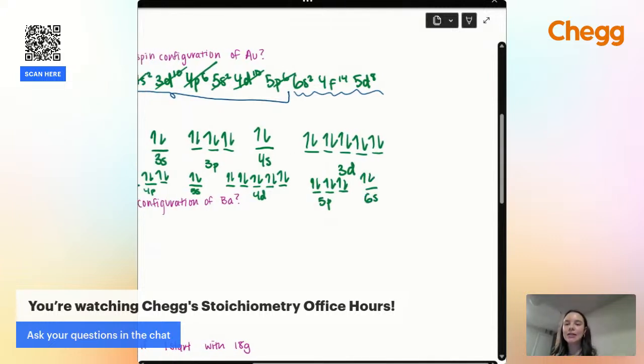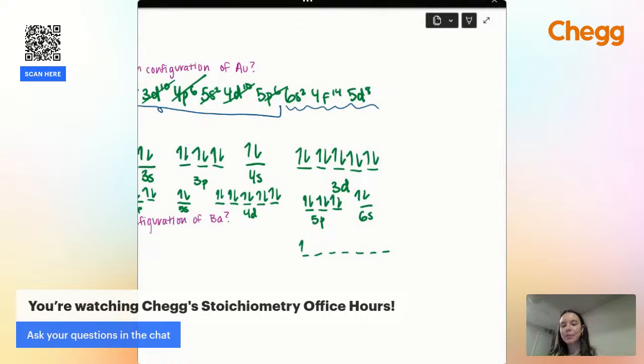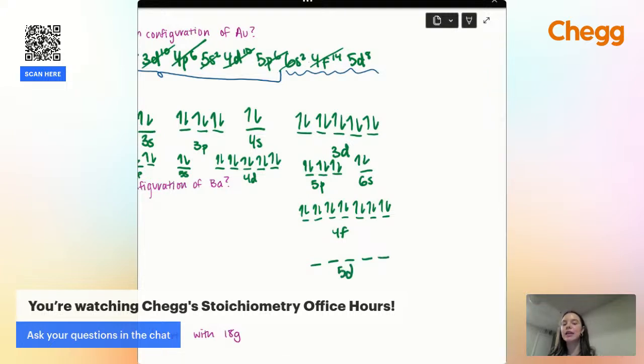6s, up, down. 4f14, okay, that's 7 subshells, 14 electrons. So 1, 2, 3, 4, 5, 6, 7. Up, up, up, up. Lots of ups and lots of downs. We're almost there. And we just now have to do that 5d8. So 1, 2, 3, 4, 5. 5d, and then 8 electrons.